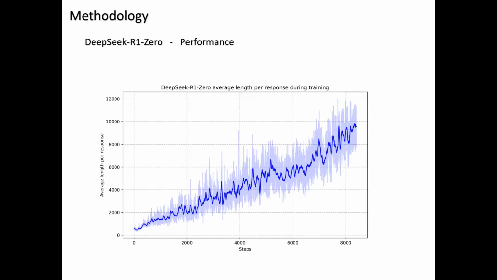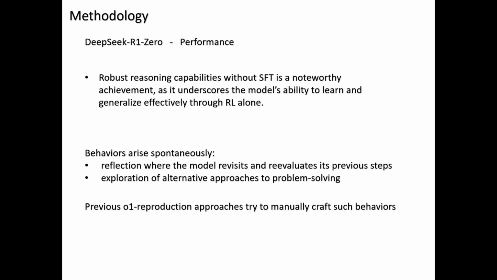And it also shows the average length of the response increases. So the authors didn't explicitly encourage longer responses, but surprisingly, the model automatically learns to generate longer answers to improve the accuracy. Thus, the performance of R1 demonstrates robust reasoning capabilities without supervised fine-tuning, highlighting the model's ability to learn and generate effective reasoning chains through reinforcement learning solely.